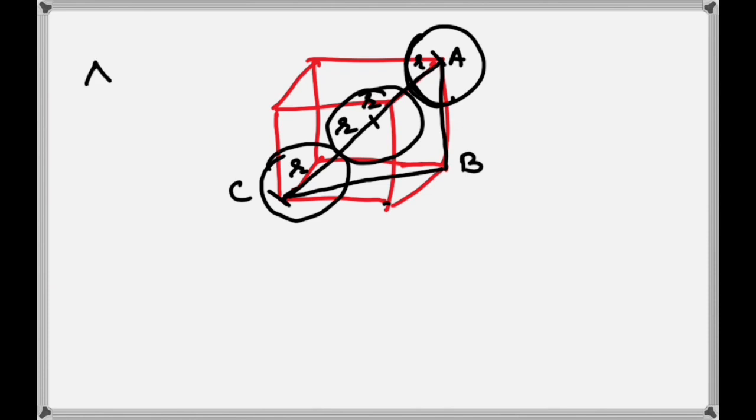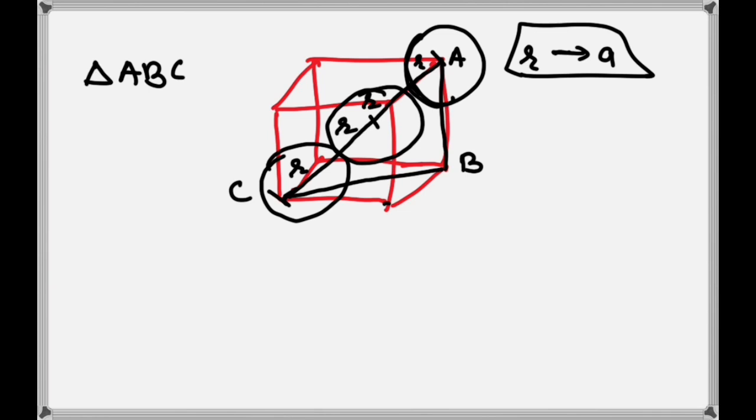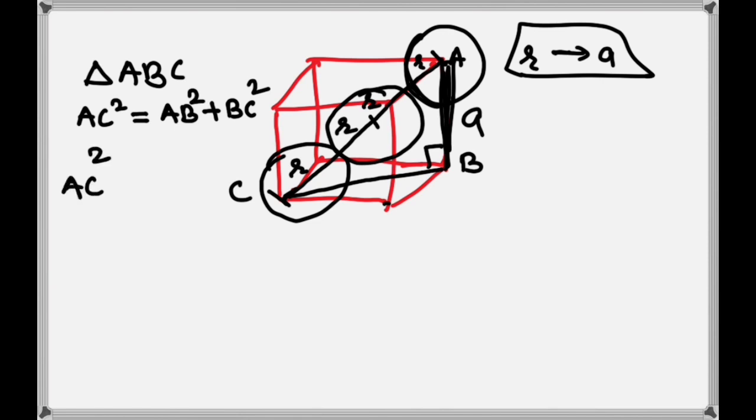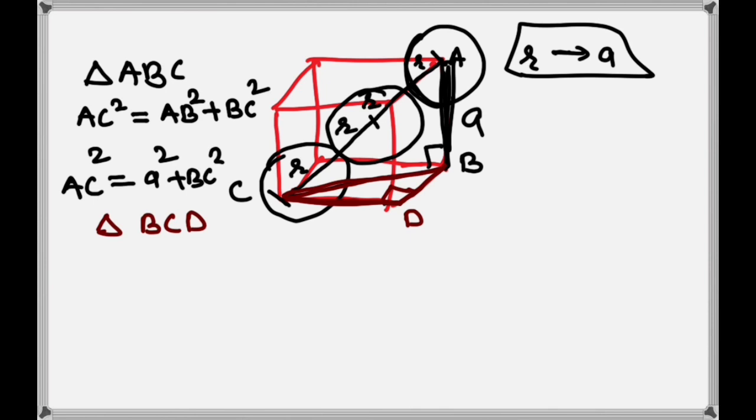Now in triangle ABC, our target here is to convert the value of r into a. In this triangle, applying the Pythagoras equation, this is a 90-degree angle. We have AC square is equal to AB square plus BC square. Now this AB is the edge length, its value is a. Therefore AC square is equal to a square plus BC square. Now consider another triangle, BCD. In triangle BCD, apply Pythagoras.